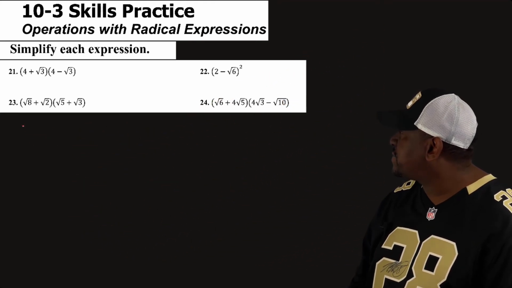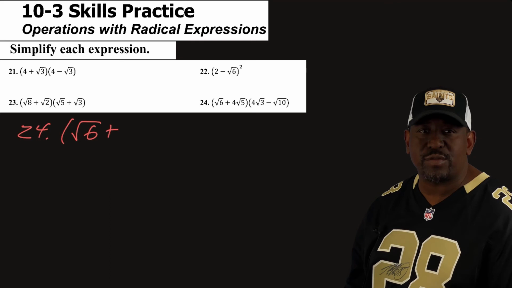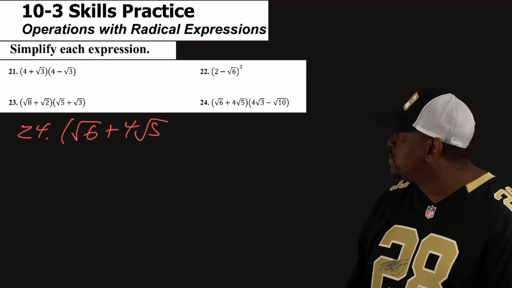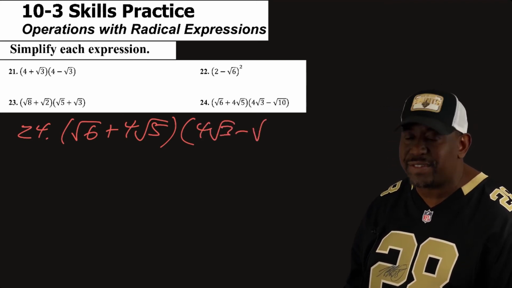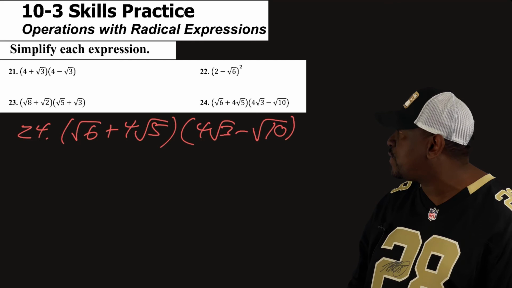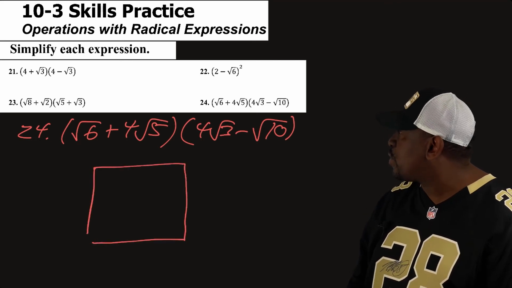What's next? Let's do 23. So 23, we have the square root of 8 plus the square root of 2. Oh, I'm sorry, we're doing 24. We're skipping 23. So we're doing the square root of 6 plus 4 times the square root of 5, times 4 times the square root of 3 minus the square root of 10.